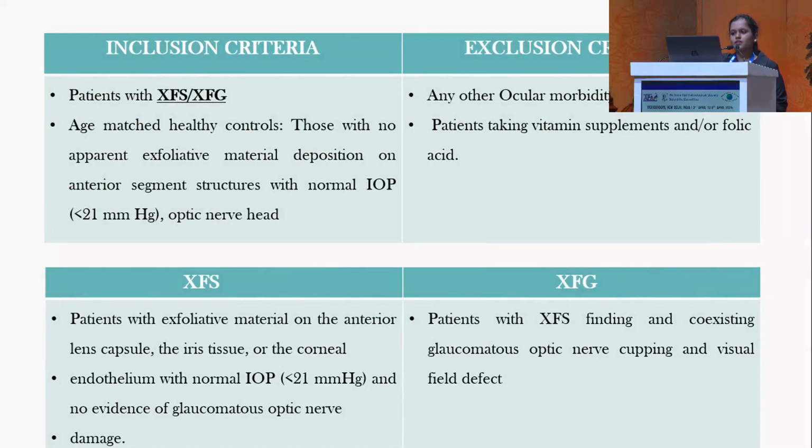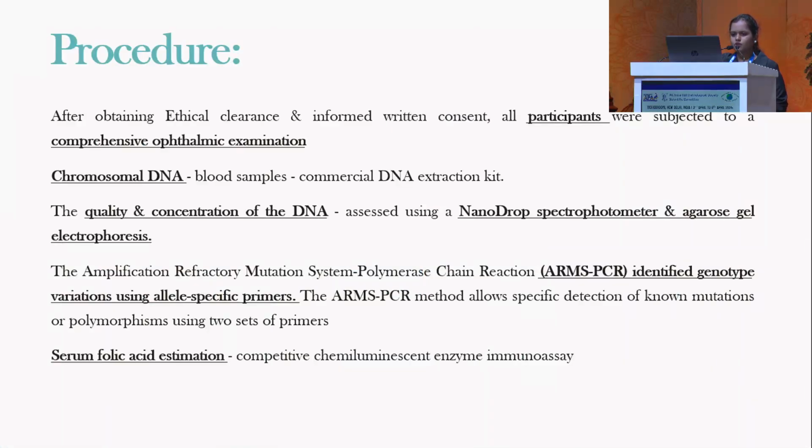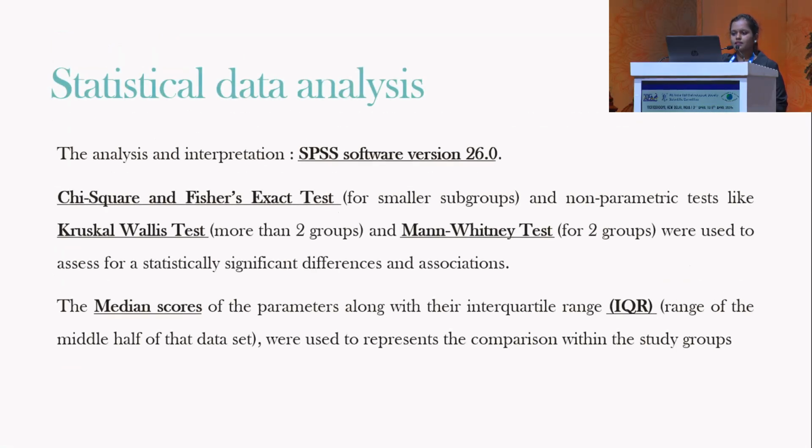And patients with any ocular morbidity or taking any vitamin supplements and folic acid were excluded. The chromosomal DNA was segregated from the blood samples and serum folic acid estimation was done using the immunoassay. And statistical analysis was entered in 26.0 software.